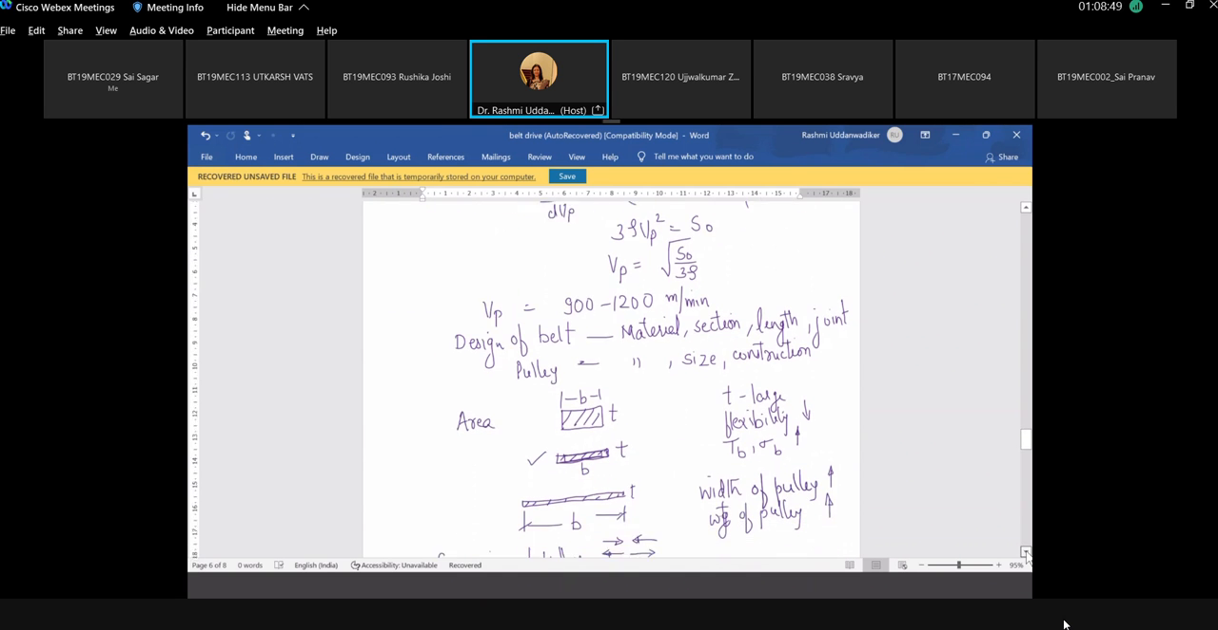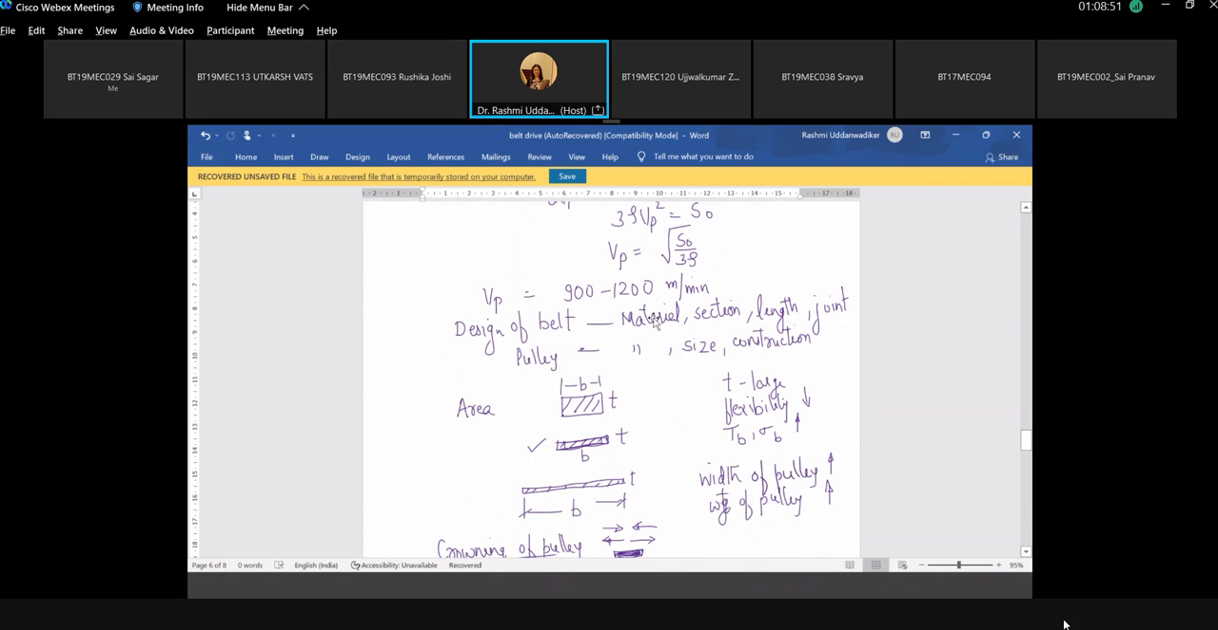So design of belt involves a selection of material of the belt, section of the belt, that is B by T, length of the belt. This we have to still calculate, what is the length of the belt, type of the joint. We have to also design the pulley. So we have to select the material, which we have done, size of the pulley, which is the diameter and the width, and the construction of the pulley. So this part we are yet to do.